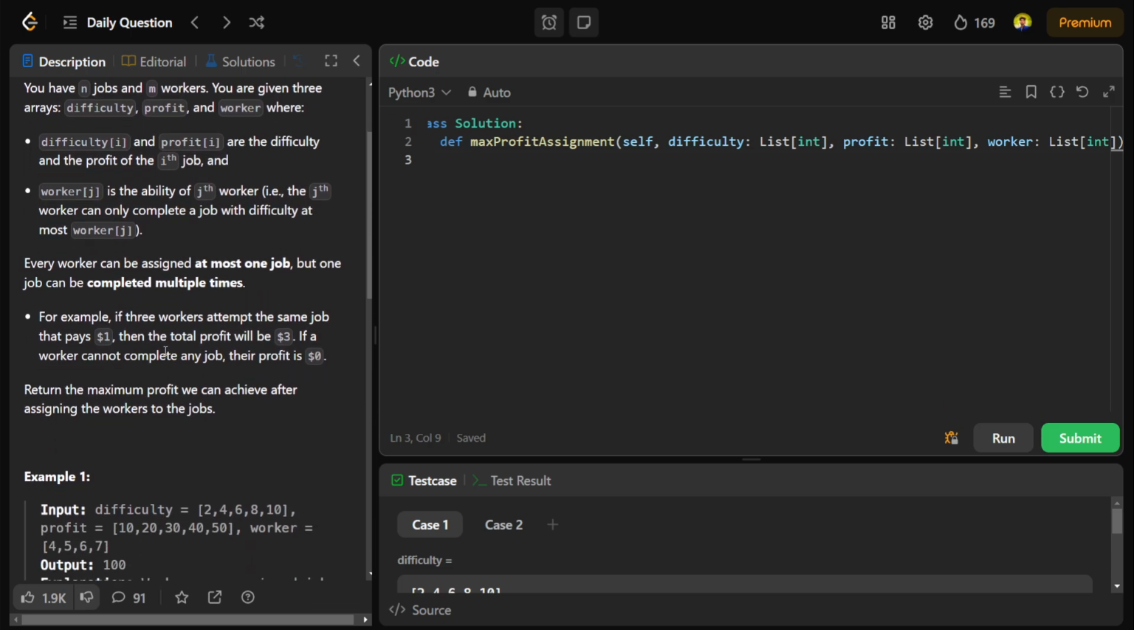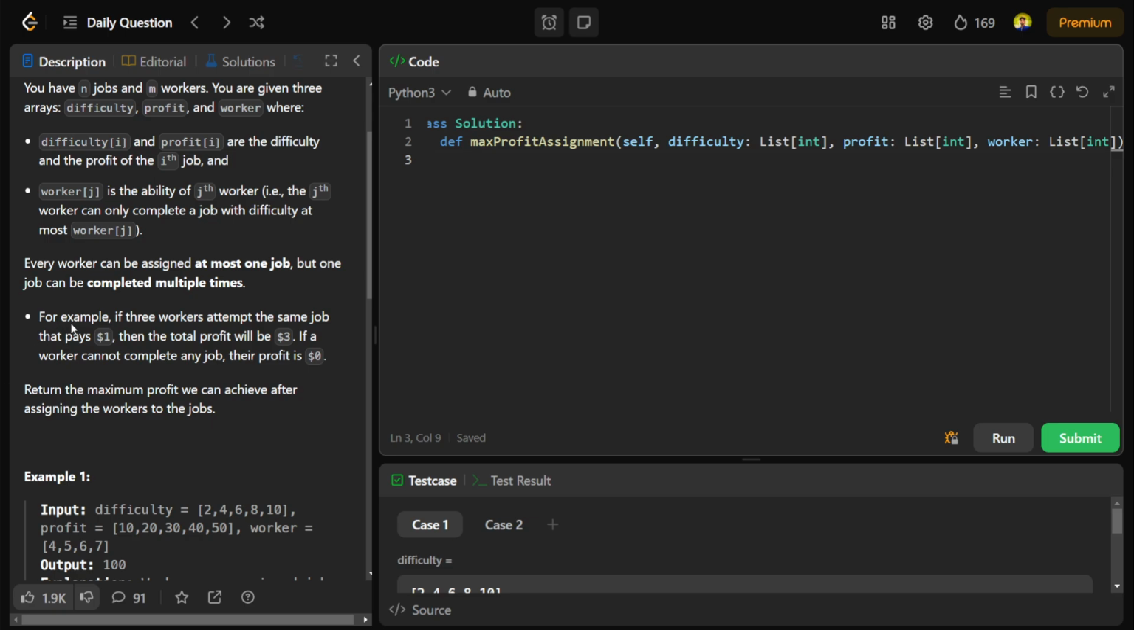They are saying that every worker can be assigned at most one job. Each worker can do at most one job, but a job can be done by multiple workers. So if there's a type of job, many workers can do a similar job for a particular difficulty level.